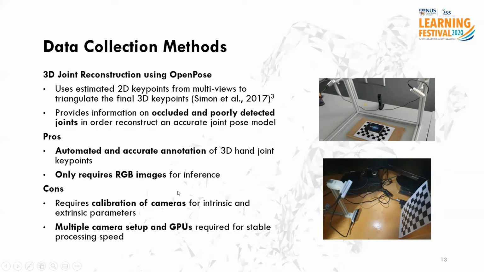However, this method also requires calibration of the cameras, such as the extrinsic parameters, which represent the relative camera locations to each other, like this one shown over here. You also need to have a multiple camera setup, as well as GPUs to process the images fast enough. As you can see here, this is an example of how the cameras can be set up. Like this one over here, there are two cameras where one is on top and one's at the bottom, but they're both facing the same object.